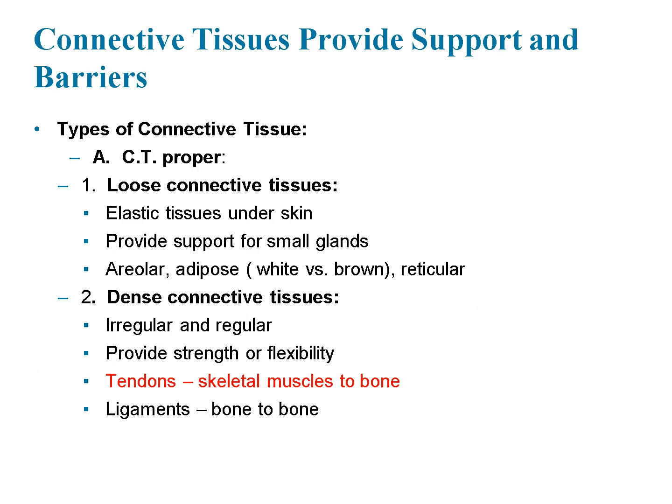Let's dive into how connective tissues support and protect the body. These tissues are like your body's built-in scaffolding and barriers. We can break them into two main categories: loose connective tissues and dense connective tissues. Loose connective tissues are the flexible and cushioning types. They're found under the skin and help support small glands.